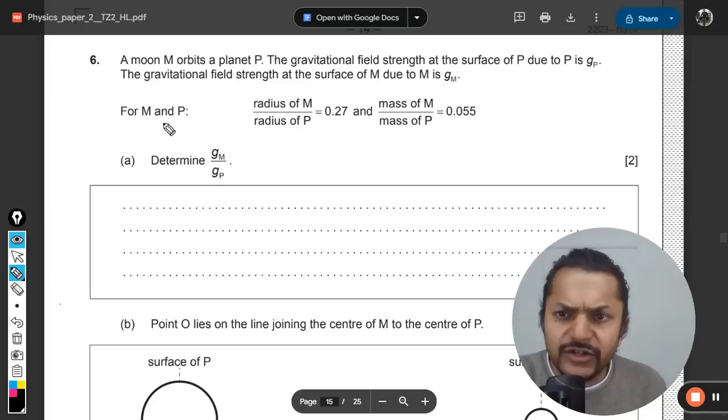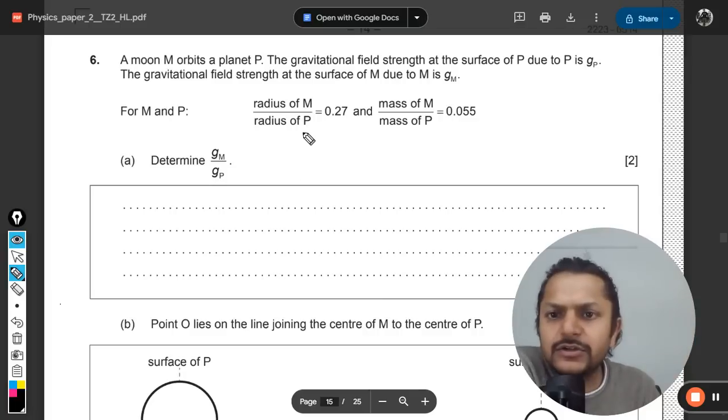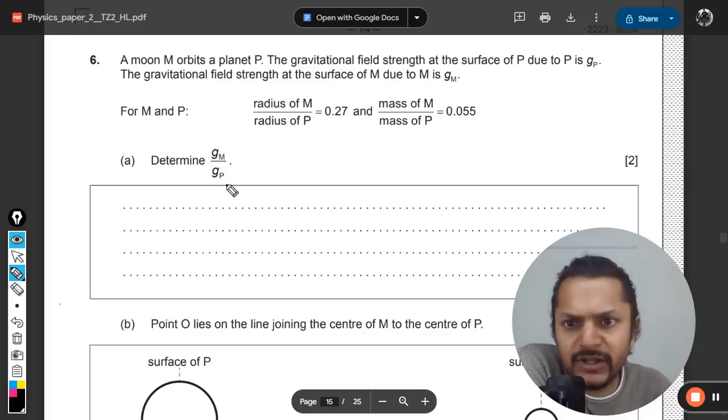Fine. So the ratio of mass, radius of the moon and the radius of planet is given, and the ratio of the mass is also given. Determine Gm divided by Gp.